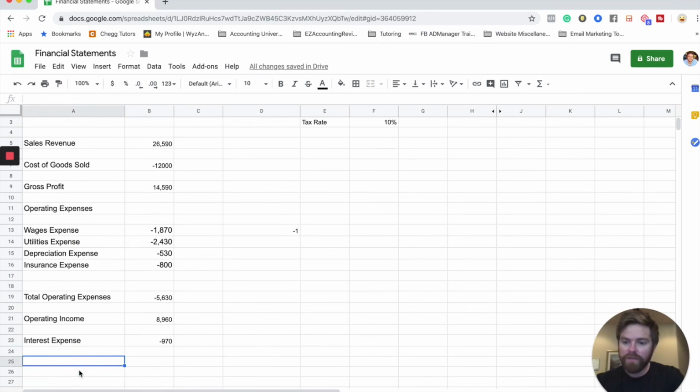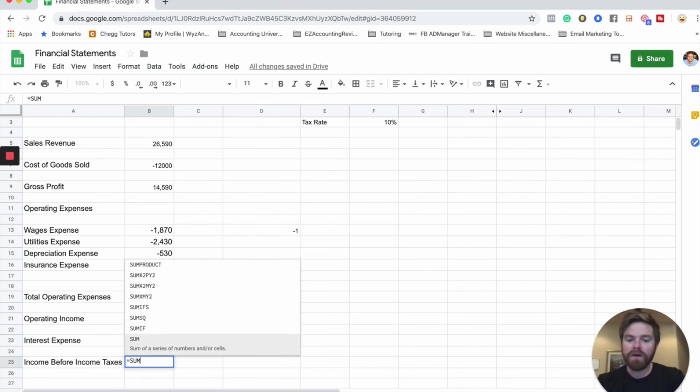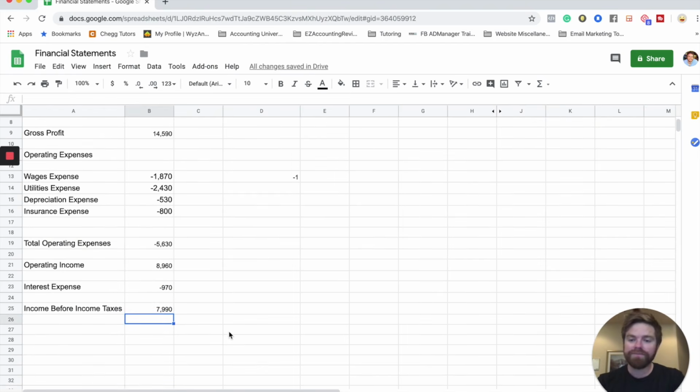There we are. And now we're going to deduct that from our operating income. It's going to equal what we call our income before income taxes. And I'll go ahead and make sure it's large as well. There we go. And let's go ahead and copy that. Now it's big, and we're going to do equals sum and this number to this number. And there we go, 7990.